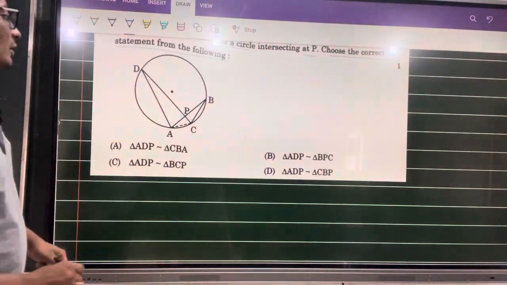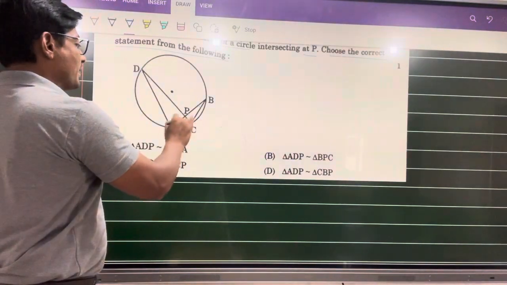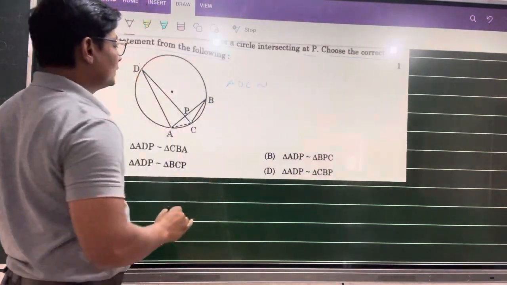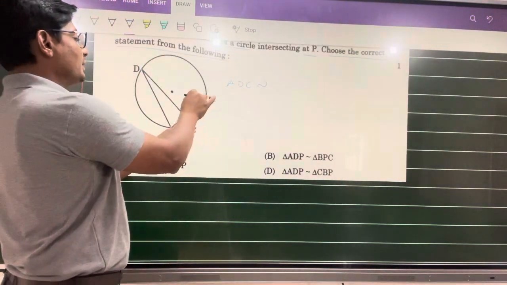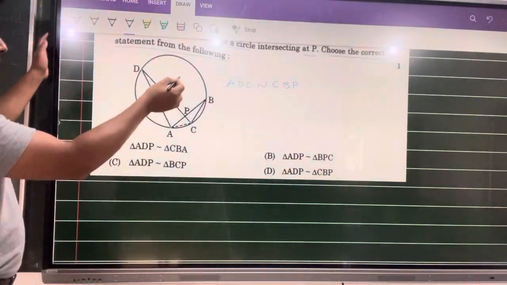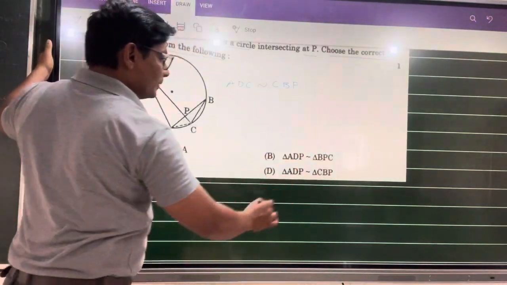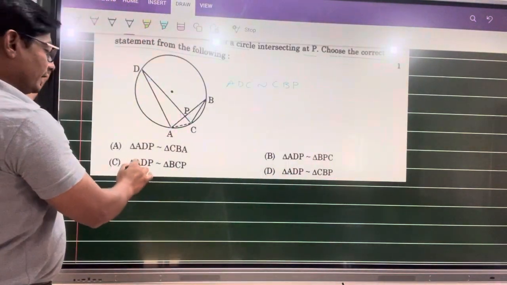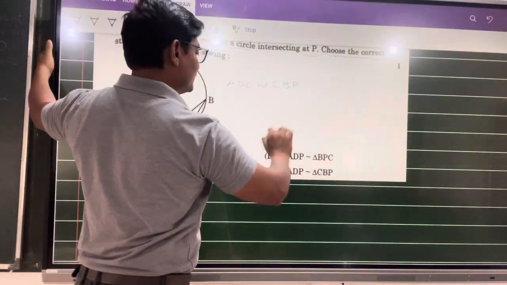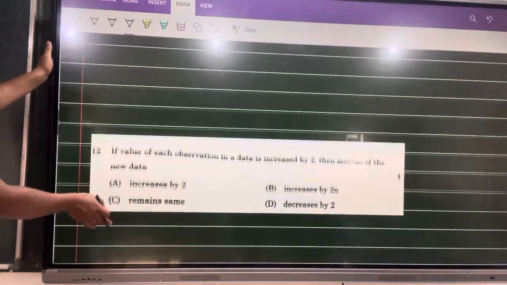Now we have to just see the order. If I take A, D, C in that order, this will be similar to, starting from C, B and P, so this will be equal to C, B, P. You have to just check where that option is. ADP and CBA, no; ADP and BPC is also not; ADP and BCP is also not; ADP and CBP. So option D is the correct option. Very simple question, just observation is needed.